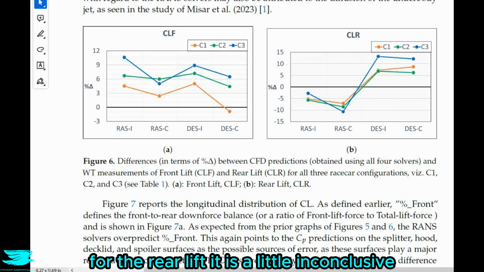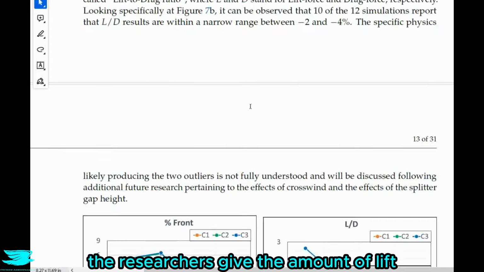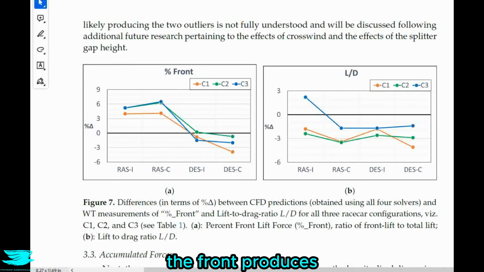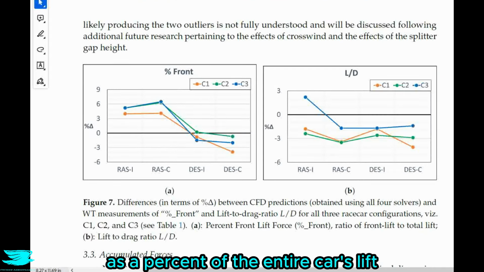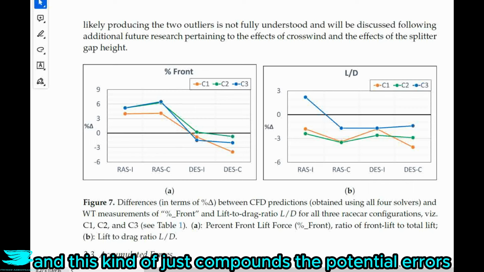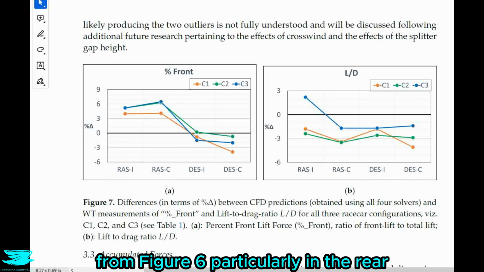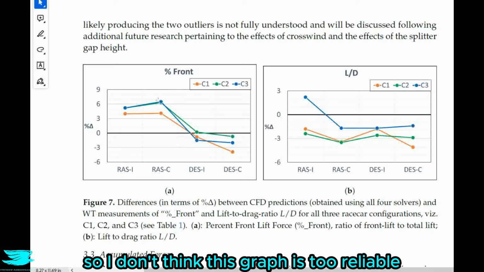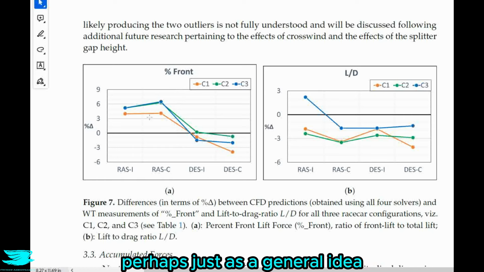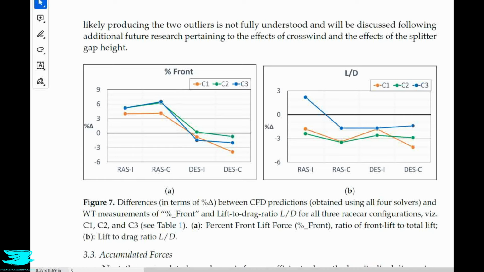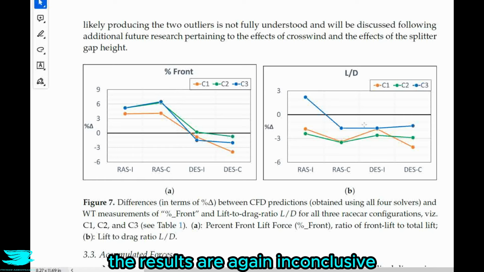For the rear lift, it is a little inconclusive. Now, in figure 7, the researchers give the amount of lift the front produces as a percent of the entire car's lift, and this kind of just compounds the potential errors from figure 6, particularly in the rear. So I don't think this graph is too reliable, perhaps just as a general idea. As for the lift-to-drag ratio, as given in the right figure, the results are again inconclusive.